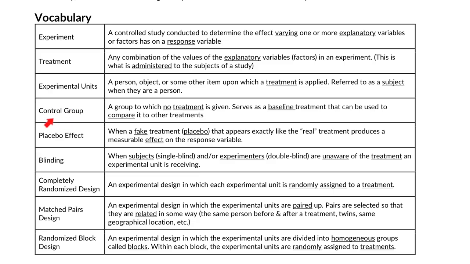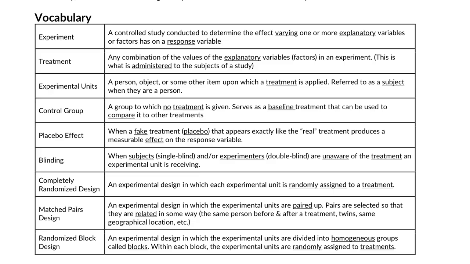The control group is what we had talked about in the very first study. It's a group to which no treatment is given. It serves as a baseline to compare to other treatments, especially if you're just trying to see if one thing works. You just have to have a control group to be able to compare it to.